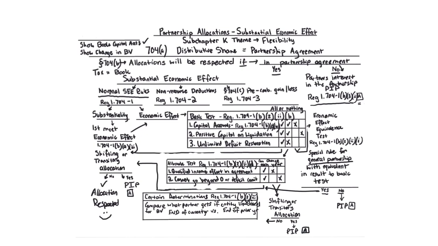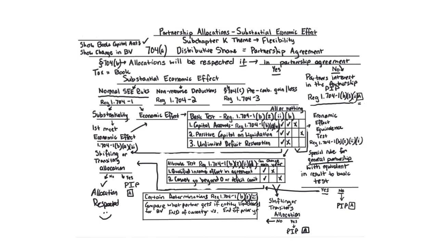I focus on economic effect, go through the basic test, the alternate test, right? If we fail either of those, we've got certain determinations, we've got economic equivalence, partner's interest in the partnership, we've got all these elements. So go back over that substantial economic effect, because in a year where substantial economic effect applies for a non-recourse liability problem, you've got to go through and analyze this same way. Showing capital account analysis, showing the order, boom, all that good stuff.